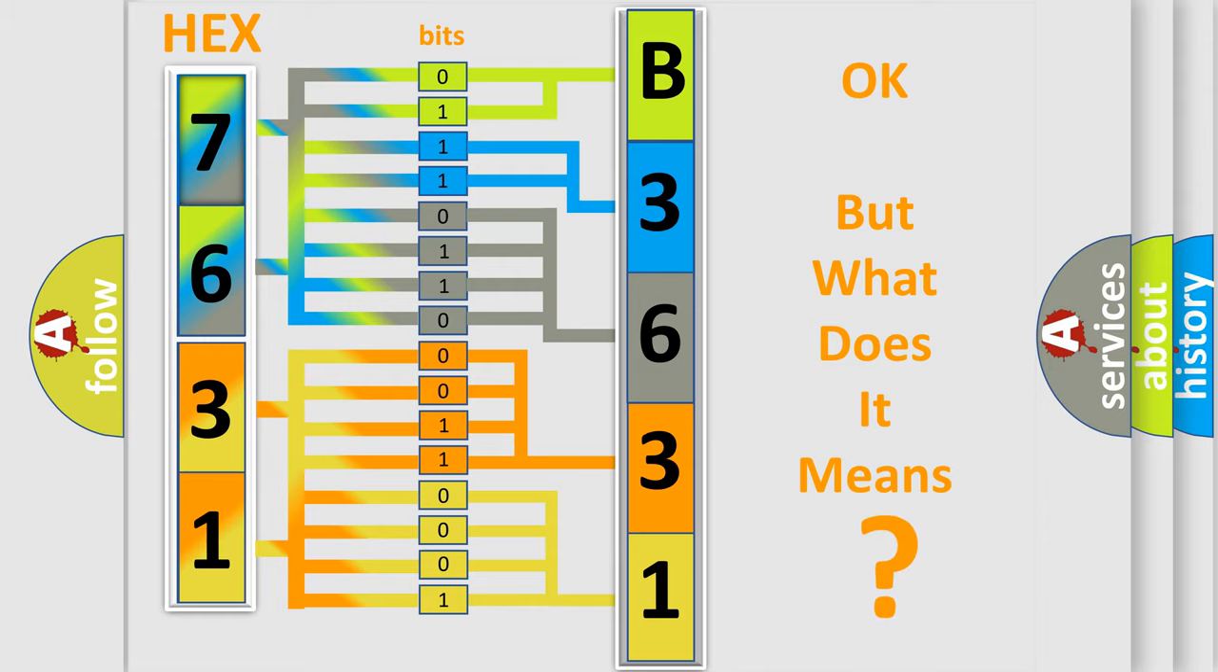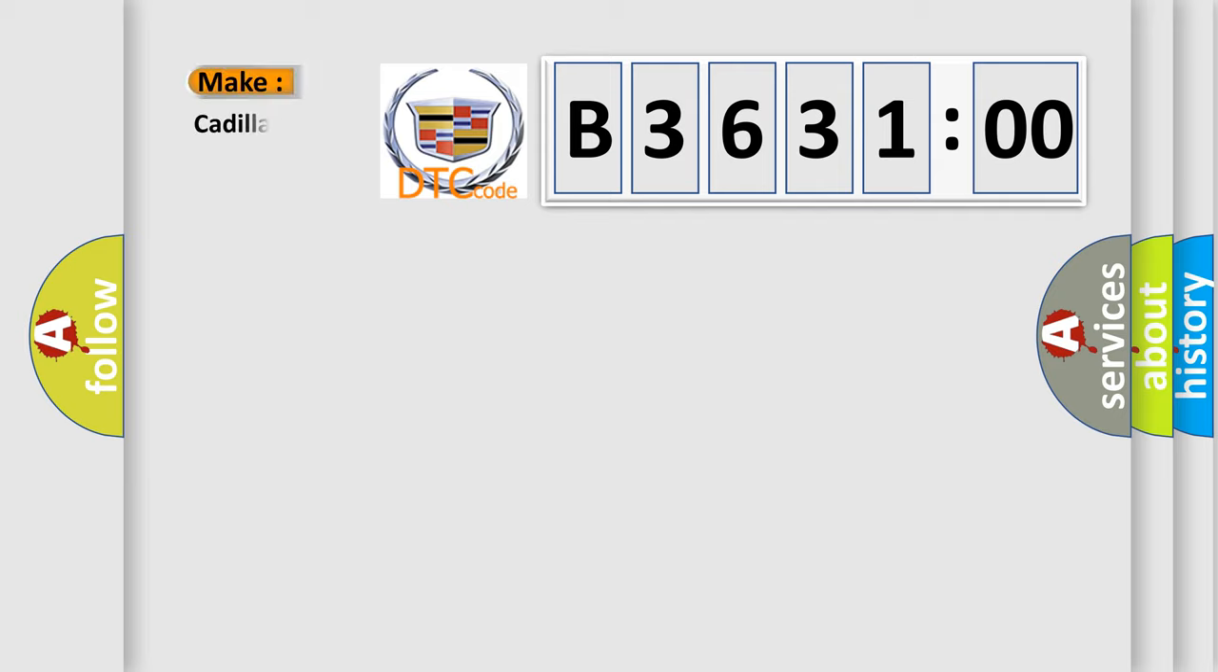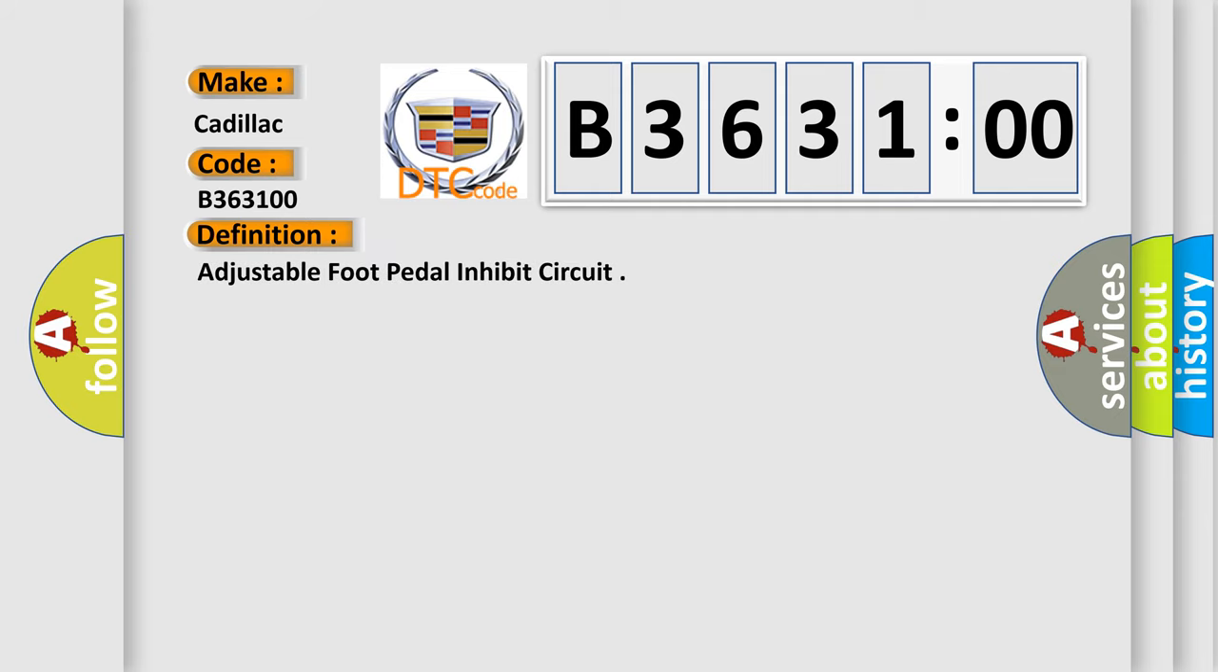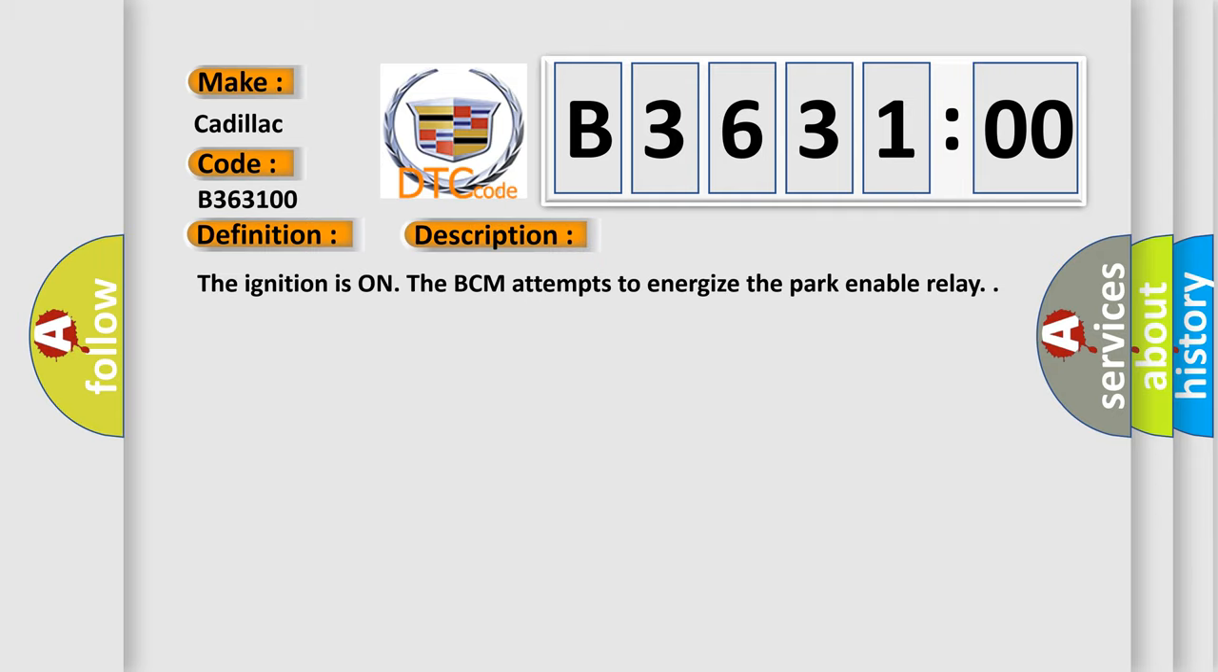The number itself does not make sense to us if we cannot assign information about it to what it actually expresses. So, what does the Diagnostic Trouble Code B3631-00 interpret specifically for Cadillac car manufacturers? The basic definition is adjustable foot pedal inhibit circuit. And now this is a short description of this DTC code.